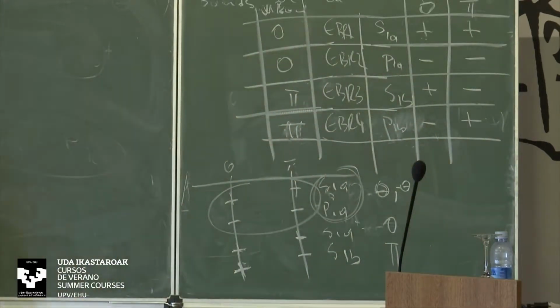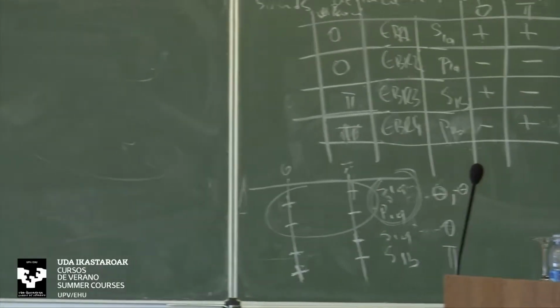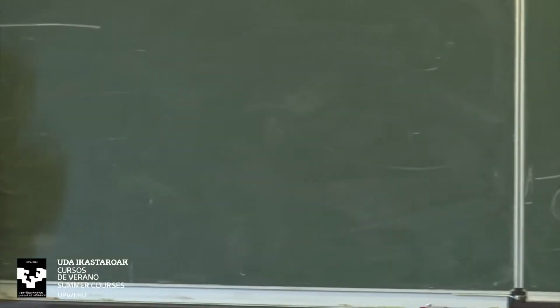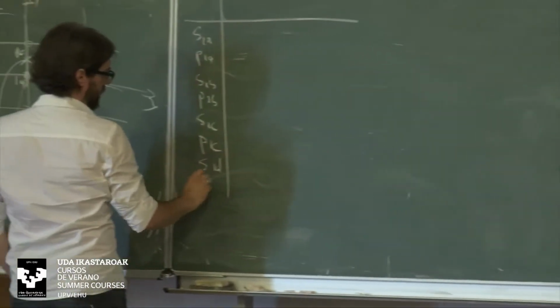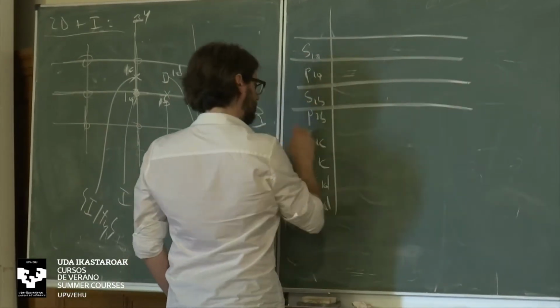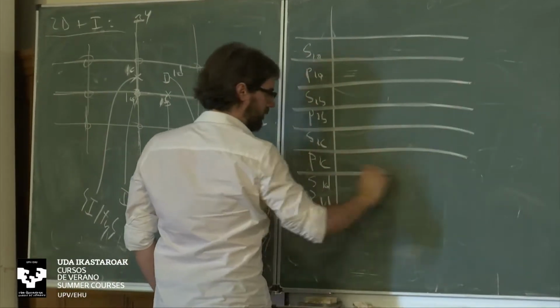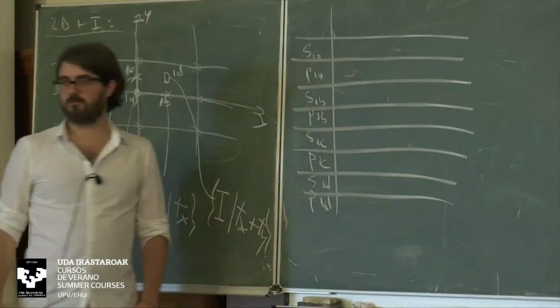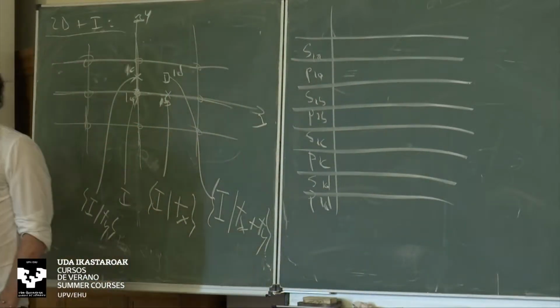So I will expect to have the following atomic limits. S at 1a, P at 1a, S at 1b, P at 1b, S at 1c, P at 1c, call this 1d. S at 1d, P at 1d. Is that clear?